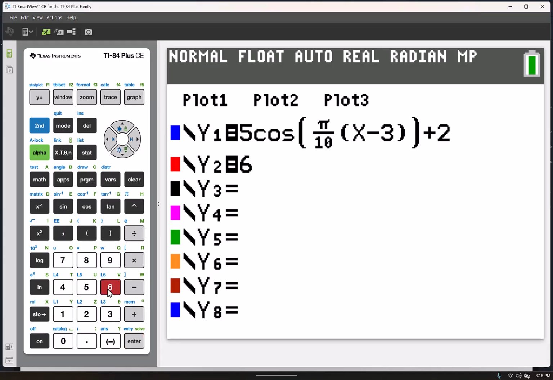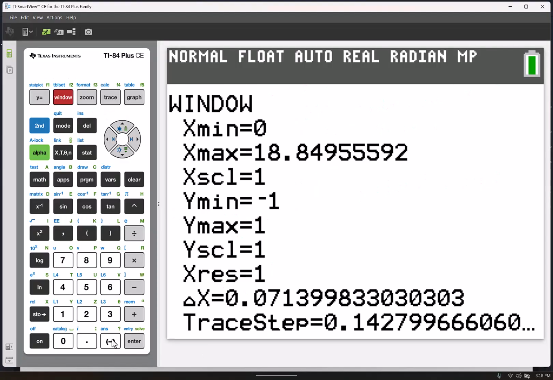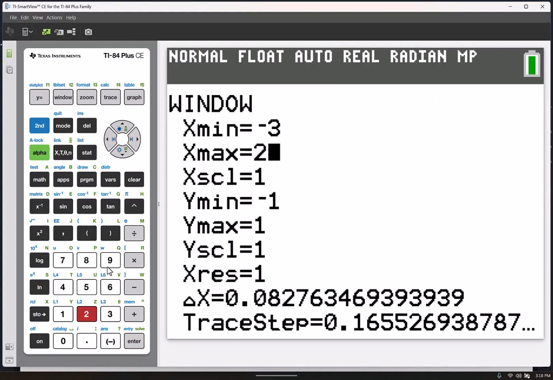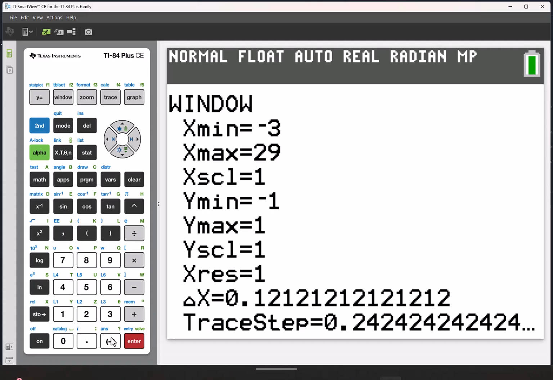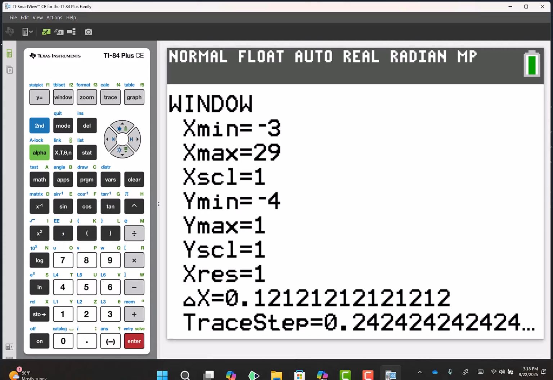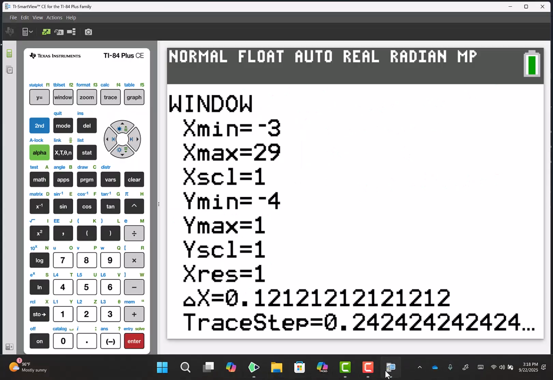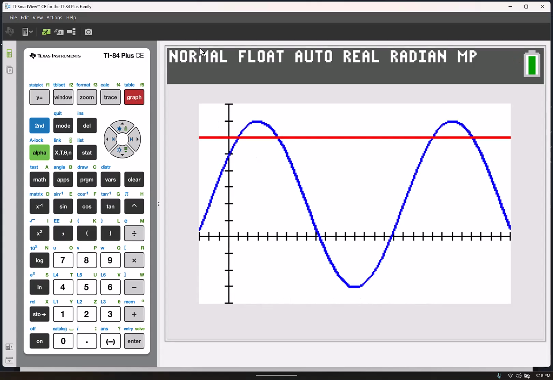All right, guys, practice. Type this in. Does everyone have that? Okay, click on window. X min, what did I write? -3. X max, what did I write? 29. Leave the scale alone. Y min, -4. Y max, 8. All right, push graph. 1, 2, 3, 4. Do you guys see those 4 intersections?